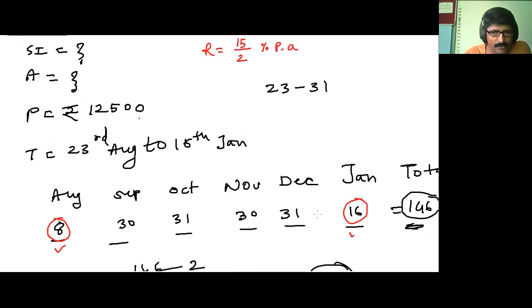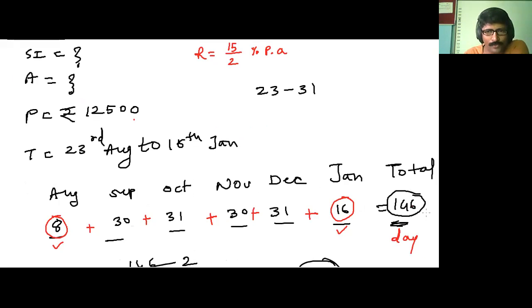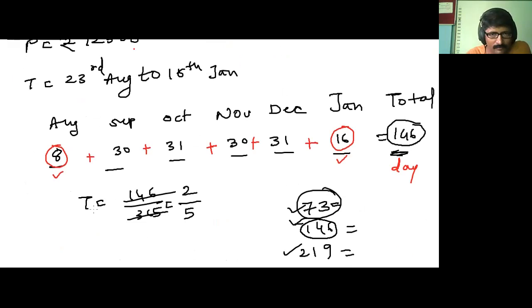And if we add these days together, we're going to get how many days this money has been borrowed. This 12,500 is borrowed for 146 days. For how many days? Total 146 days. Now, if this money has been borrowed for 146 days, that means the time period will become 146 upon 365, which is 2 upon 5 years.